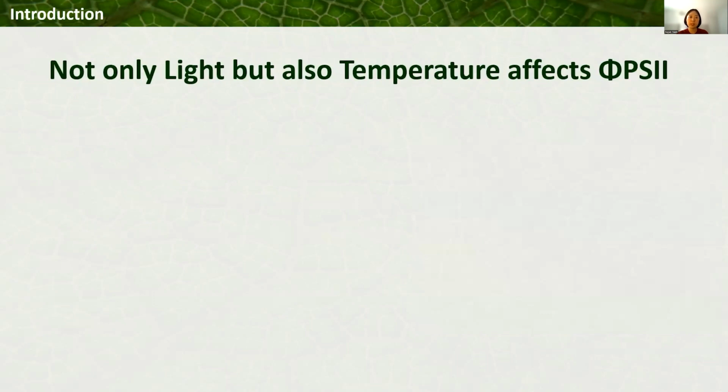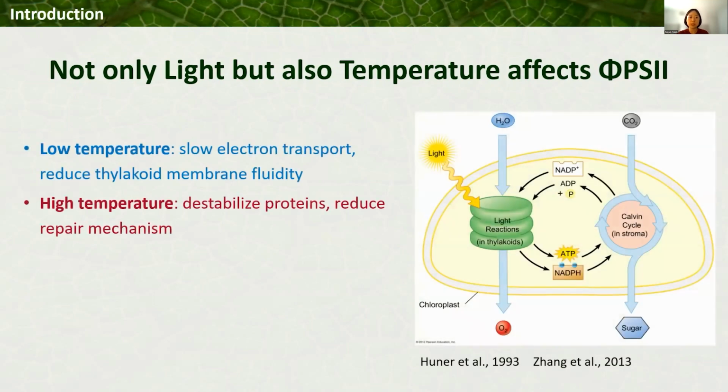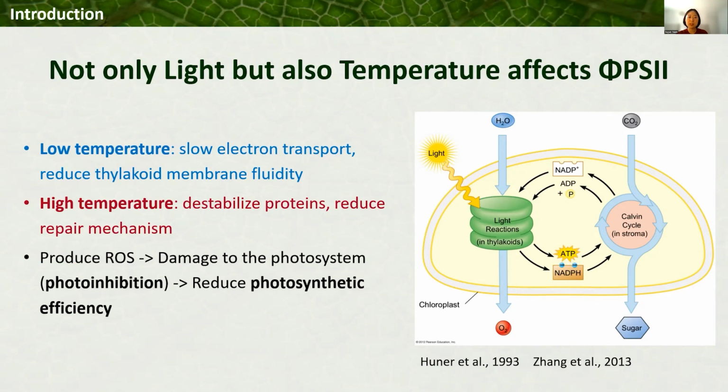And how about temperature? Temperature also affects photosynthesis significantly. Low temperature and high temperature have different mechanisms. For example, low temperature will slow down electron transport and reduce thylakoid membrane fluidity, and excessively high temperature will destabilize proteins and reduce repair mechanisms. All these factors will produce ROS, eventually damaging the photosystem and reducing photosynthetic efficiency.